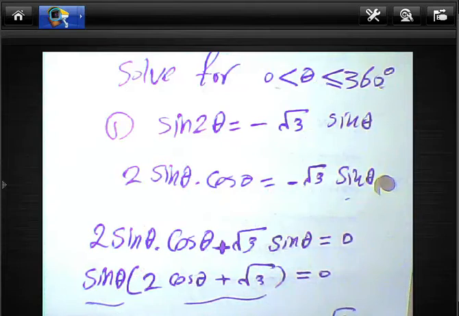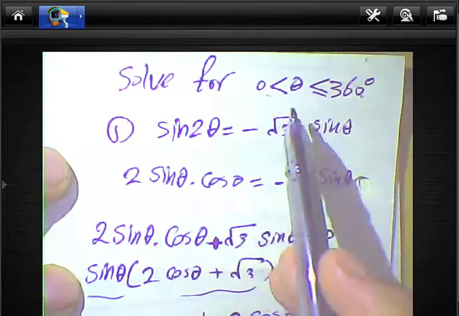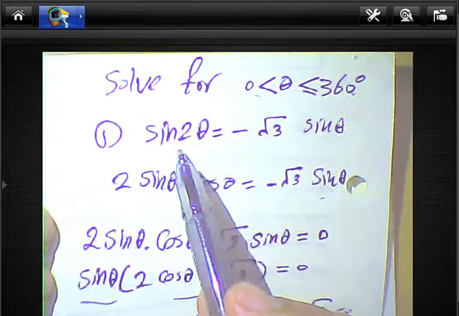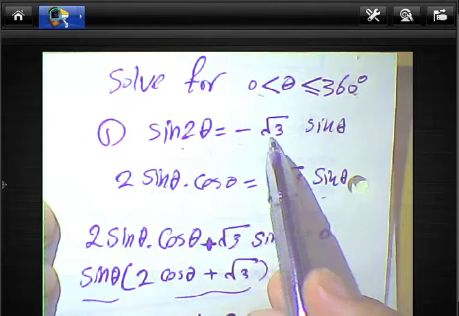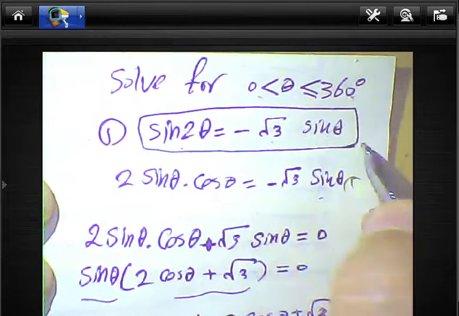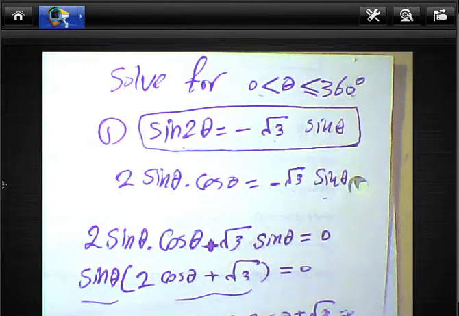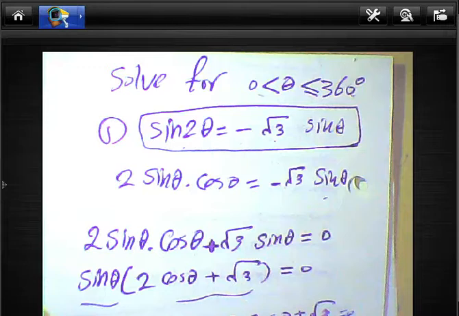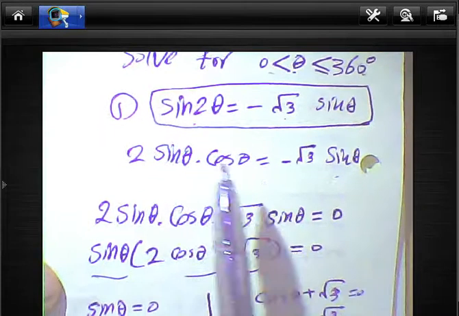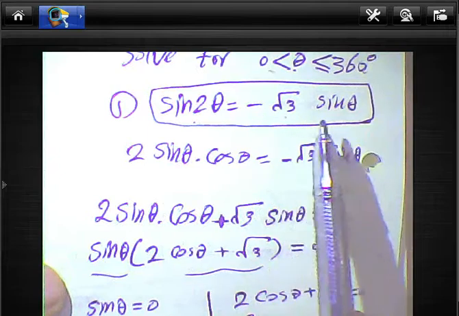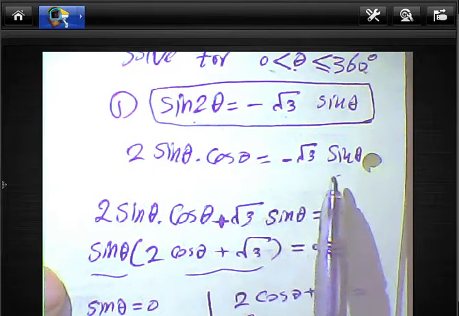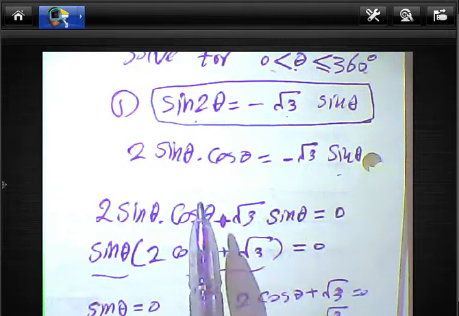You can solve this example. Solve for theta more than 0 and less than or equal to 360. Question number 1: sine 2 theta equals negative root 3 multiplied by sine theta. We want to find the solutions, with theta more than 0 and less than or equal to 360. First, we know sine 2 theta equals 2 sine theta cosine theta, equal to negative root 3 multiplied by sine theta. We can complete it here.